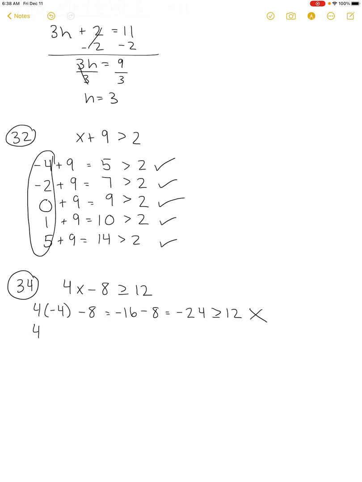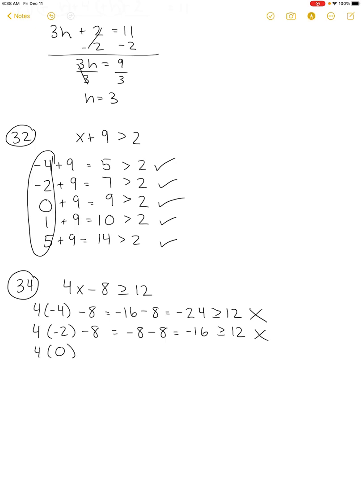Let's try the next one. 4 times negative 2 minus 8. 4 times negative 2 is negative 8. Minus 8 is negative 16, which is not bigger than 12. So that one is not in the solution set.